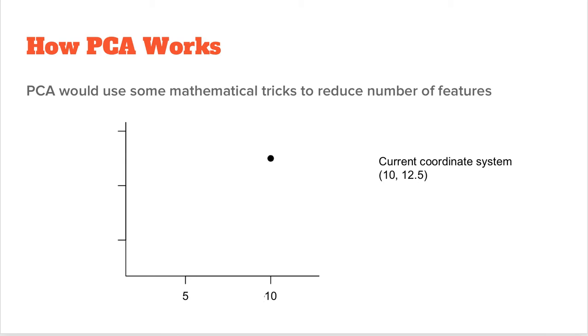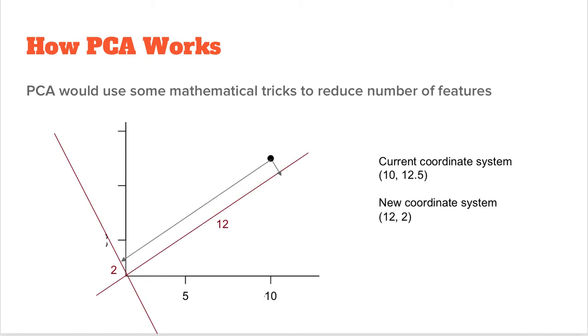How PCA works. PCA uses some mathematical tricks to reduce the number of features or the number of dimensions. For example, we have a data point in the current coordinate system, and we represent this data point as (10, 12.5). Later on, we use mathematics to find a new coordinate system. After we find this system, we project this data point onto the new coordinate system, and the data point would be represented as (12, 2) in this new coordinate system.